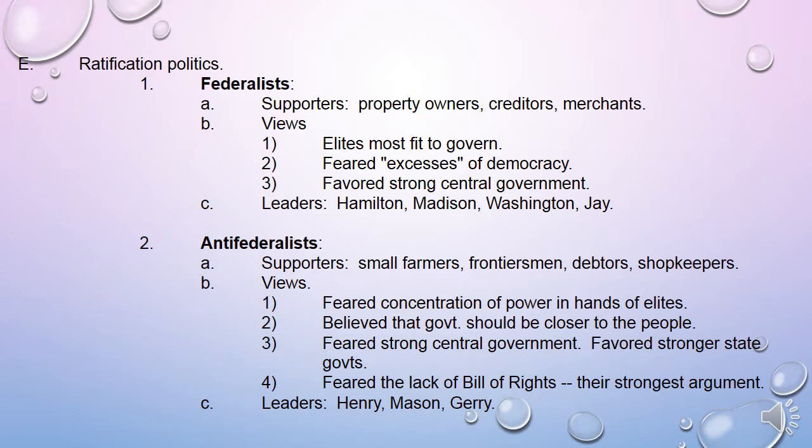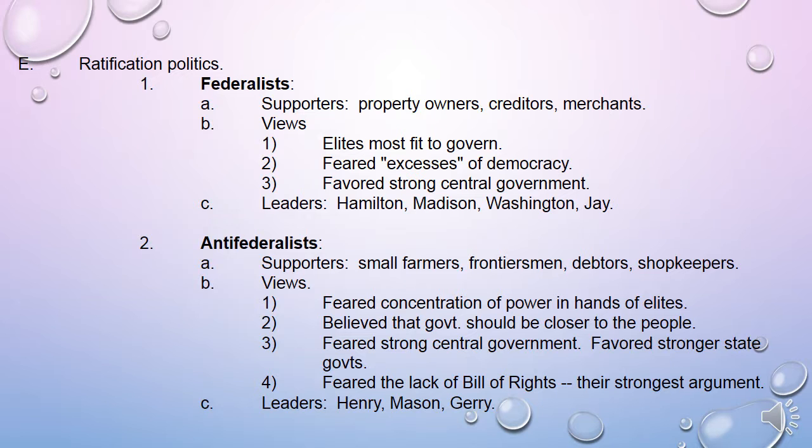So, ratification politics. So, how do you get this Constitution ratified? So, Federalists were very much supporters of this. Well, they were all supporters, but their supporters were property owners, creditors, and merchants. So, their views were that elites are the most fit to govern. Well, look at who that is: property owners, creditors, and merchants. Okay, they feared the excesses of democracy, and they favored a strong central government. Okay, all things we've talked about already. Leaders were Hamilton, Madison, Washington, and Jay.